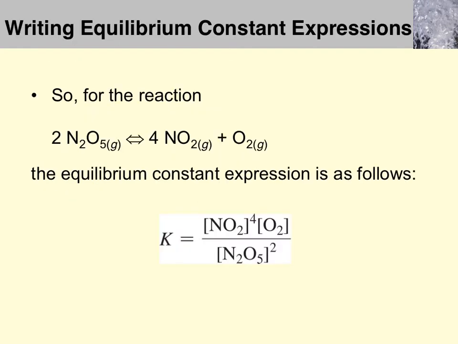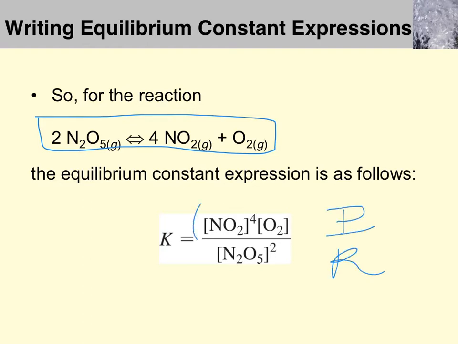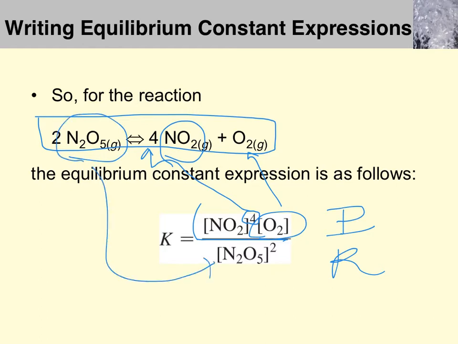Let's look at a real example. If we have dinitrogen pentoxide, it decomposes into nitrogen dioxide and molecular oxygen. The equilibrium constant expression, just to see a real one, remember it's products over reactants. And so we have concentration of nitrogen dioxide raised to the power of 4, and that comes from the coefficient, times concentration of oxygen gas divided by the reactants, which is dinitrogen pentoxide, squared because of the coefficient. Simple.